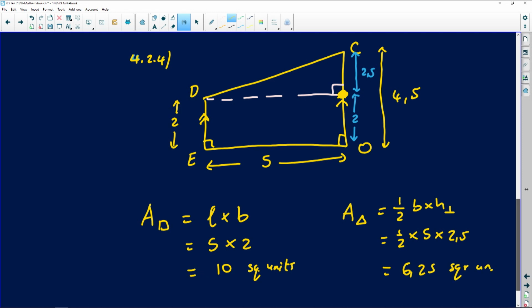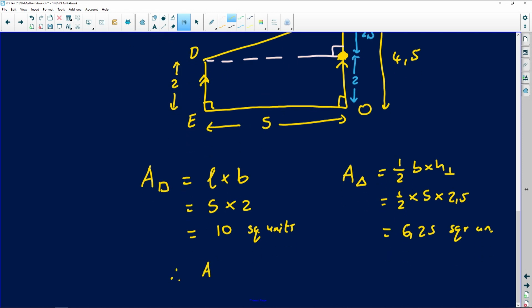Now that means the total area that we're looking for. Therefore, area is going to be the sum of the 10 and 6.25. That is 16.25 square units, okay? Very important, very, very important.